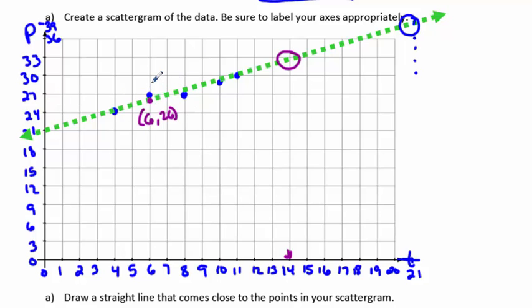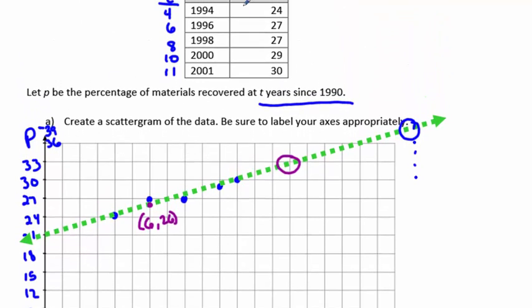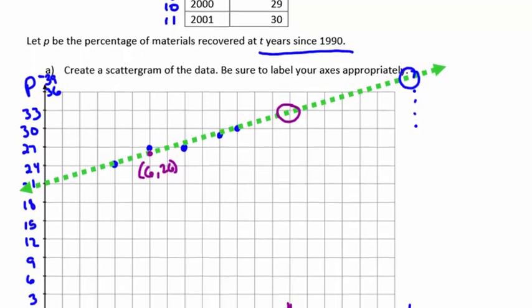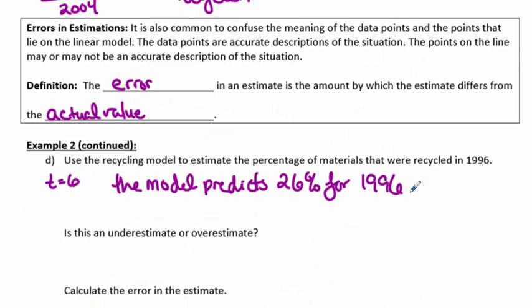Now here's the difference we're talking about. The actual value is this data point that we can see in the chart. The actual value for 1996 corresponds with 27. That is not the prediction that the model gives. In this particular place, the model is a little bit lower than the data. The model gives a different predictive value. So there's some error in what the model tells us versus what the original values tell us. So the model predicts about 26% of materials recycled for 1996.